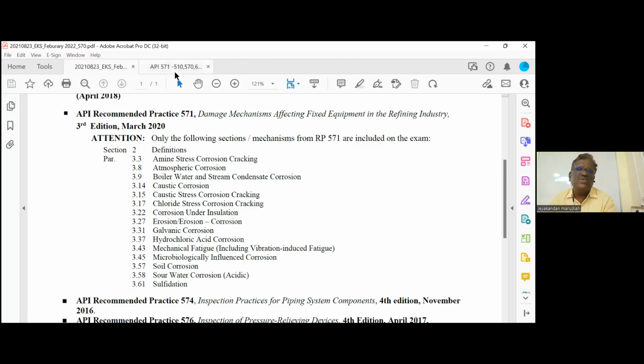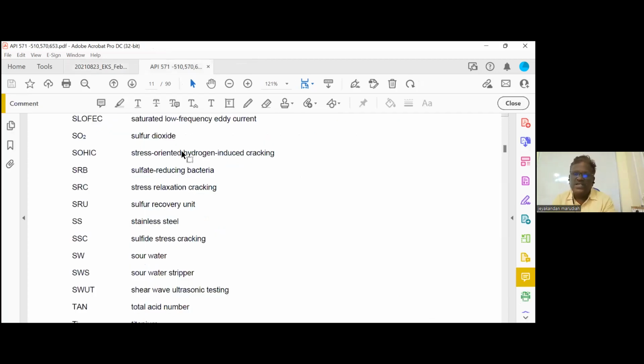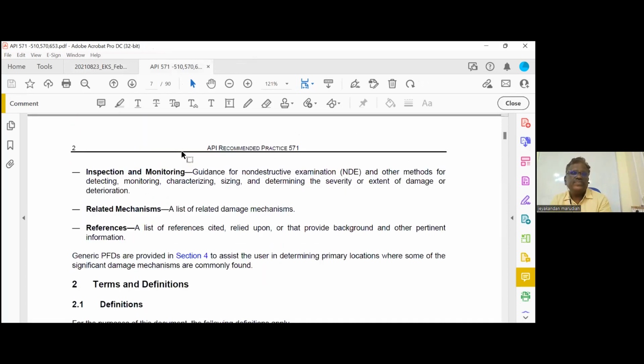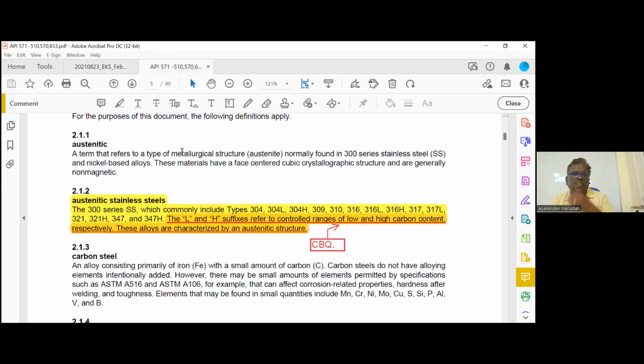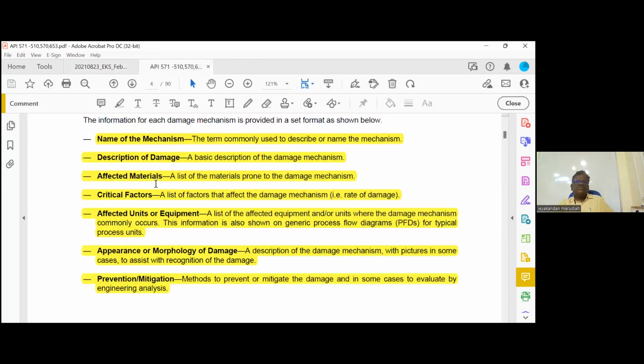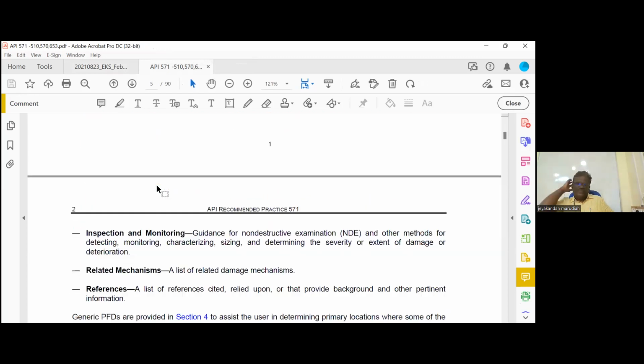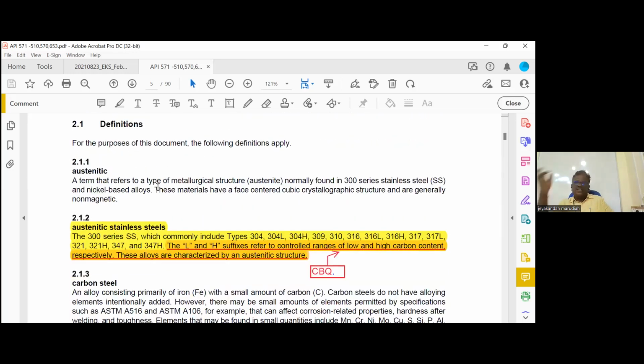Okay. So please take your 571. First, I will go to the definitions, because the definitions I already told in the introduction. Please go to page number 2. Austenitic stainless steel, highlight this one. 300 series, which commonly include 304L, 304H, all these things. This was asked in the closed book question. The L and H suffixes refer to control ranges of low and high carbon content. What do L and H mean? Low and high carbon.